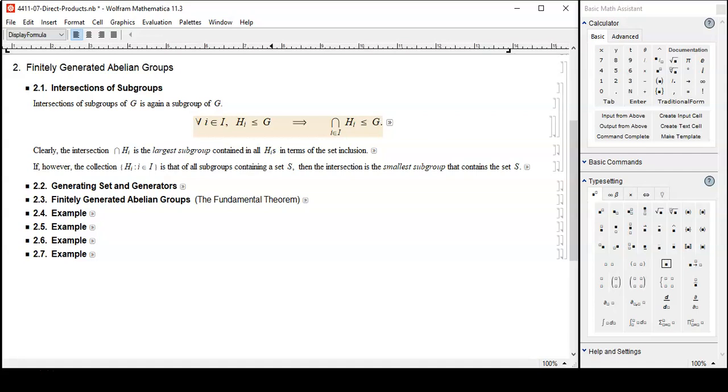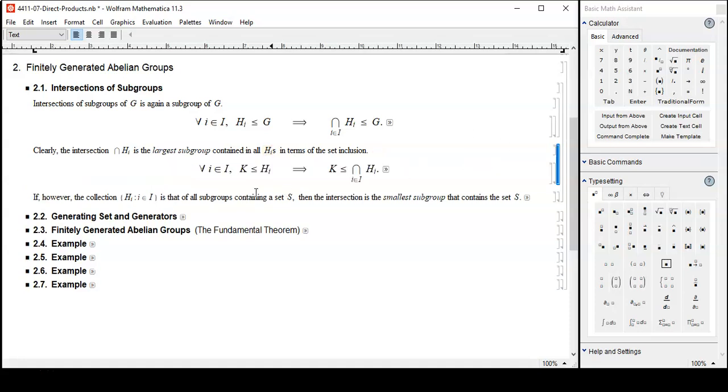Not only that, it is the largest subgroup contained in all H_i's. In terms of the set inclusion, of course. Interesting. Intersections make things smaller, but what do you mean by the largest? Comparatively speaking, if there is another subgroup contained in all H_i's, then that subgroup is contained in the intersection as well, making the intersection the largest possible.